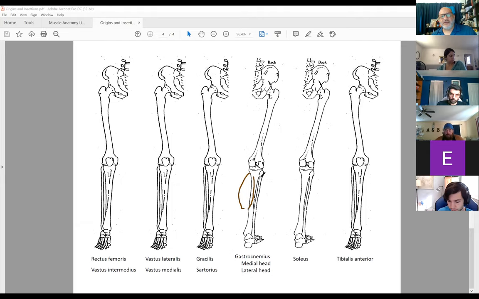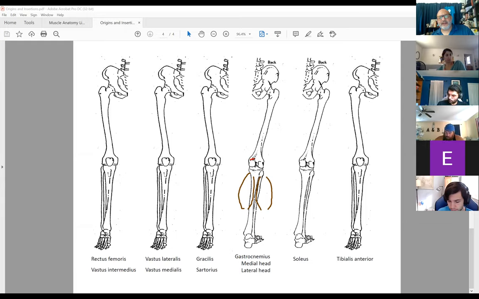Our medial head is medial. Our lateral head is lateral. But let's look at the origin. What is the origin of the medial head? Medial condyle of the femur. Excellent. Now notice, we know the medial condyle is that big knuckle-like structure, but we also know that is where it forms the joint of the knee. So it's not going to be on the smooth surface, but right above the smooth surface.